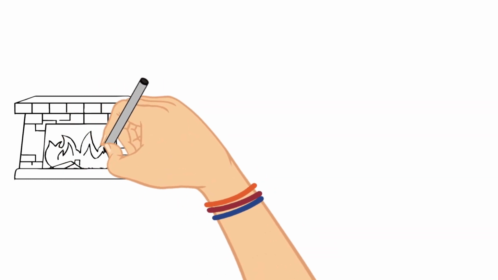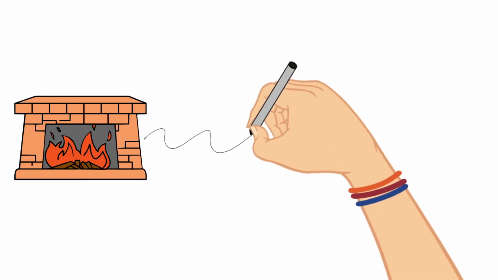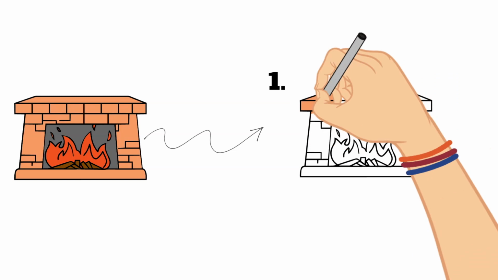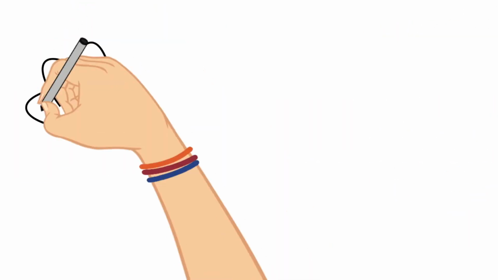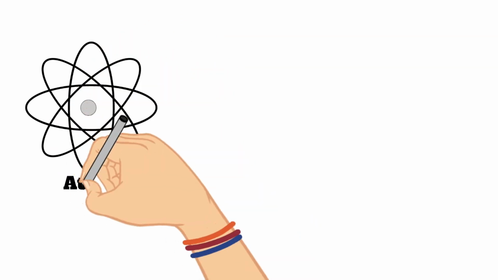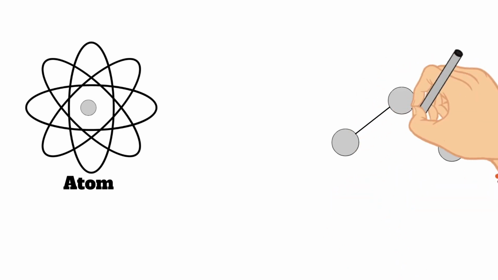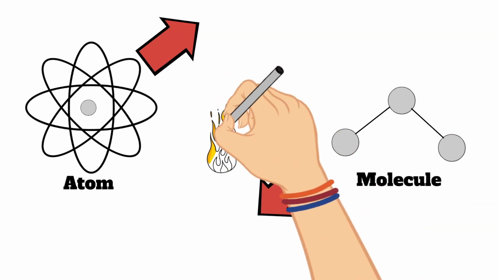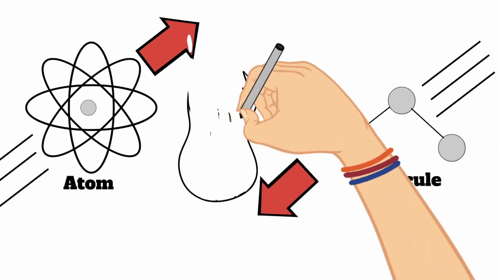So the main question we want to answer today is, how does heat flow? But before we can jump into this, we must first understand what heat is. All matter in the universe is made up of atoms and molecules. These building blocks are constantly moving, which then creates thermal energy or heat. The faster the atoms are moving, the more thermal energy they have.